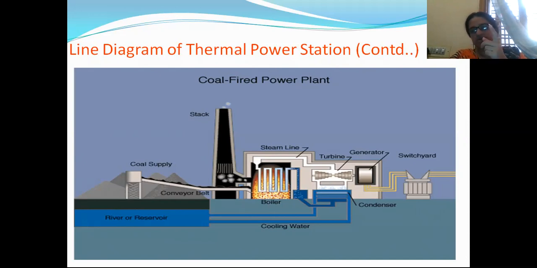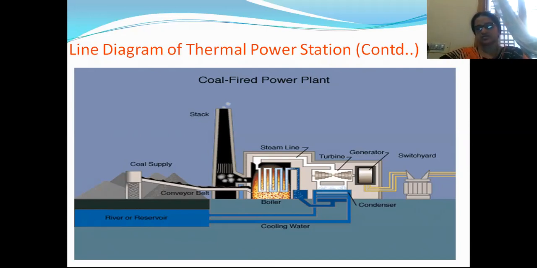This generator will convert mechanical energy into electrical energy. Electrical energy means you are getting three-phase AC as output, which is given to the switchyard or some step-up transformer. Again, at the end of the turbine, you have a small component, in blue color here, which is called the condenser.